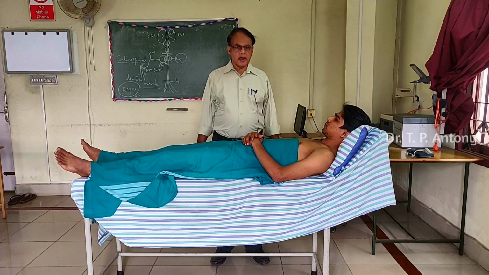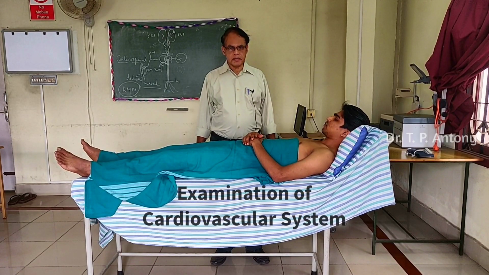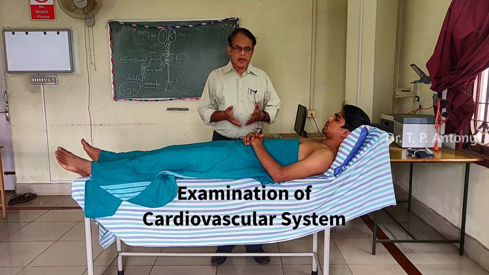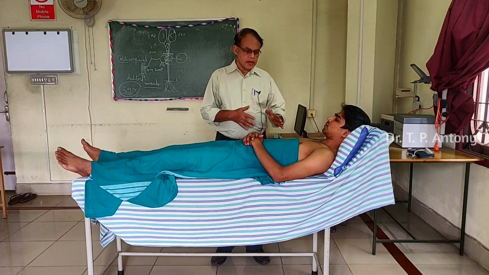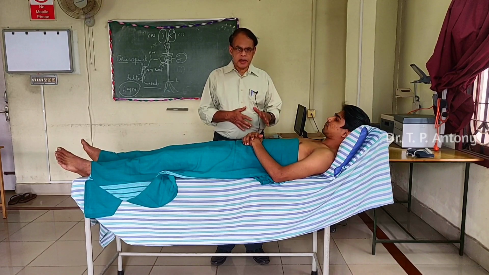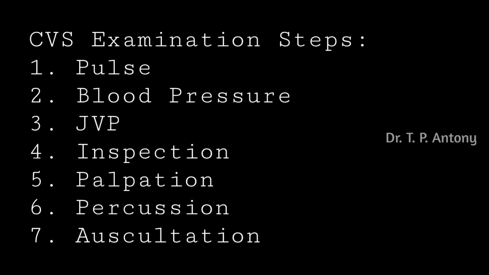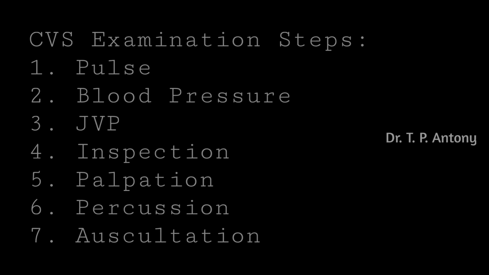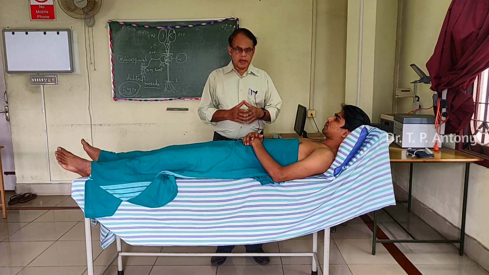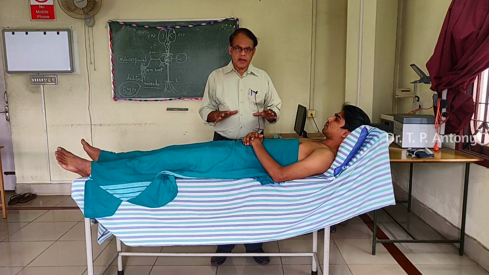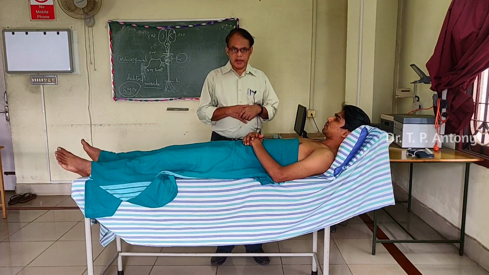Today we are discussing examination of the cardiovascular system. We will be discussing under different heads: examination of pulse, blood pressure, JVP, and then inspection, palpation, percussion, auscultation. In today's session we are discussing basically these 7 aspects of cardiovascular system examination.